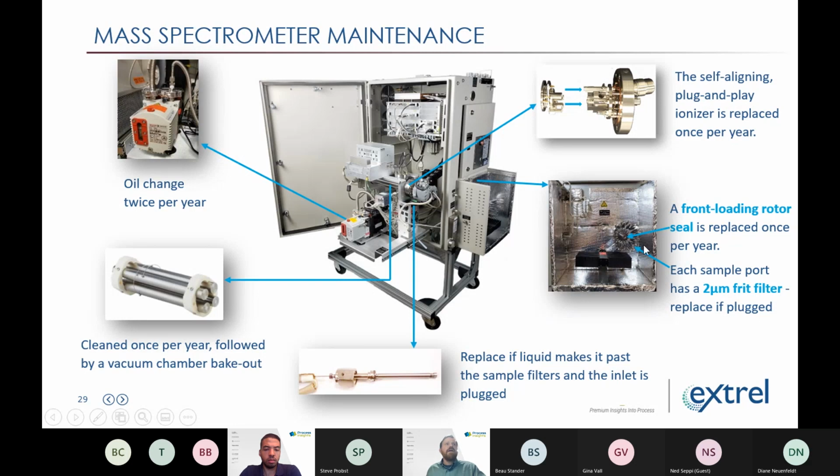And then there are filters in that sample selector as well. Those are there to help protect against particulates and moisture. And if there's a breakthrough, those need to be replaced.